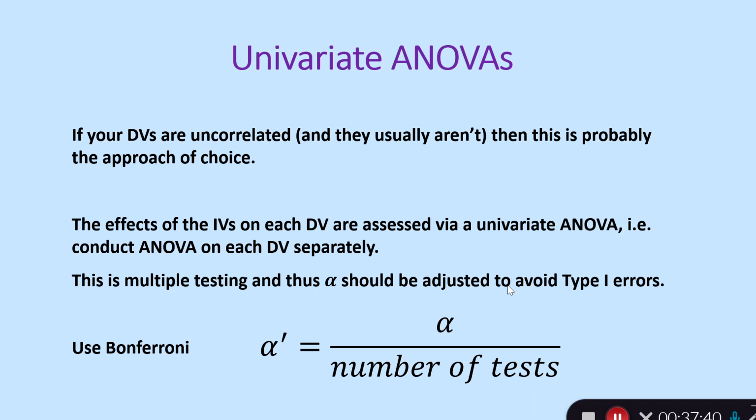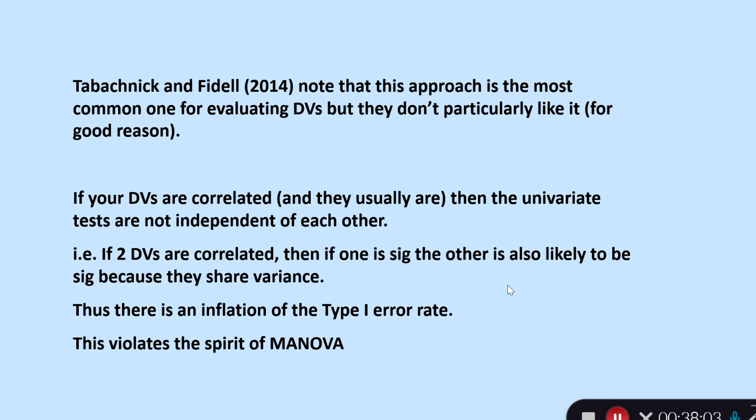And because that's multiple testing, we should adjust our alpha level to avoid committing type 1 errors. And we could use the Bonferroni correction where we take 0.05 or alpha significance level and divide it by how many tests we're doing. So if we had 2 DVs and we're doing 2 univariate ANOVAs, we could just divide that by 2. Okay, so here are some notes on taking this approach using univariate ANOVAs.